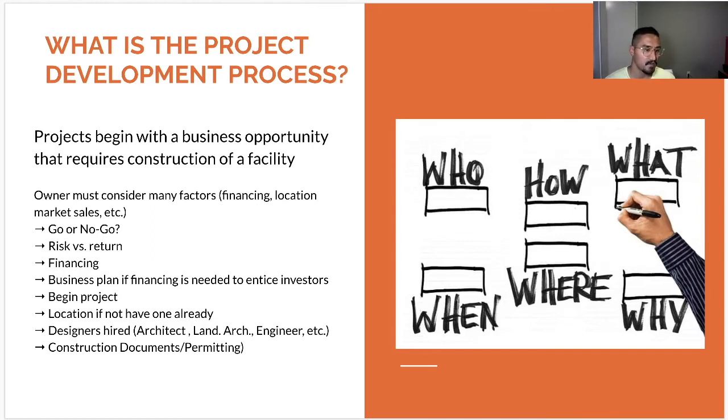Now, if he doesn't have a location already, he has to find one. Then he must move into hiring designers, and these can be architects, landscape architects, engineers, etc. And once he hires these professionals, they begin the construction document process and permitting. Once the construction documents are approved and all the permits have been obtained, then the building begins.